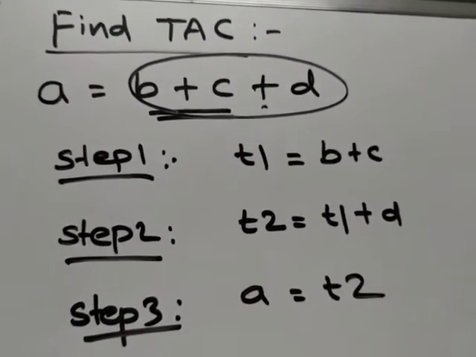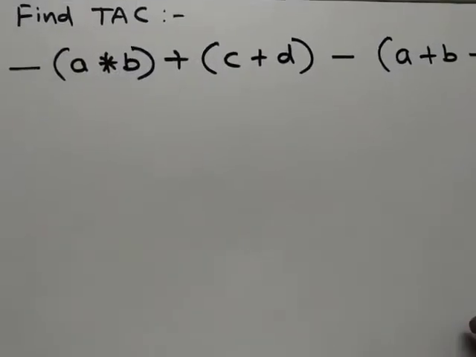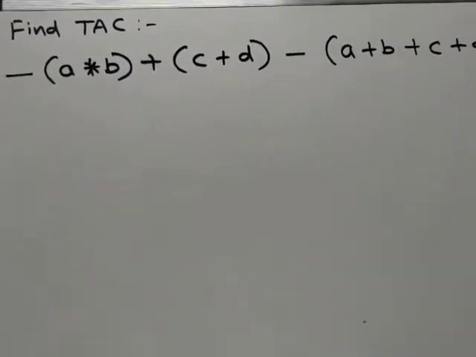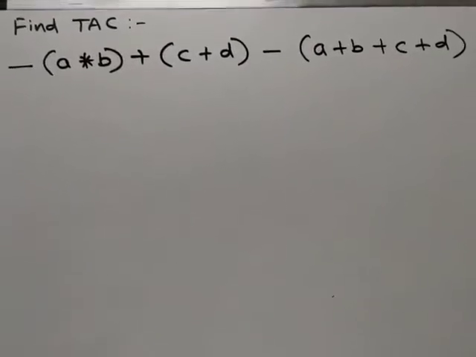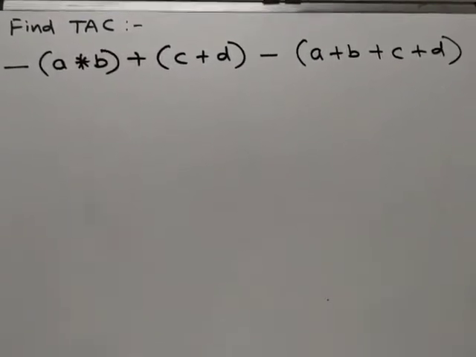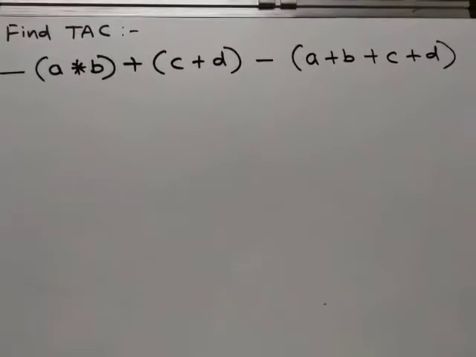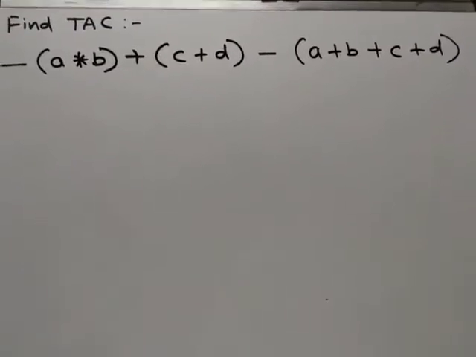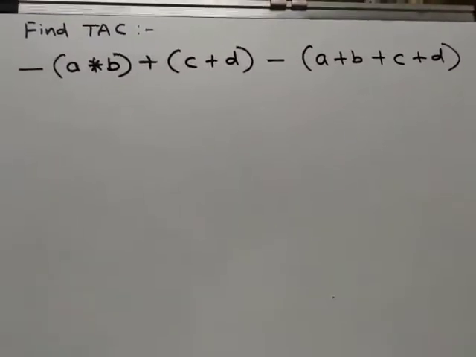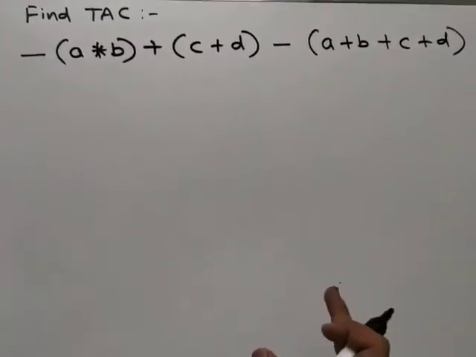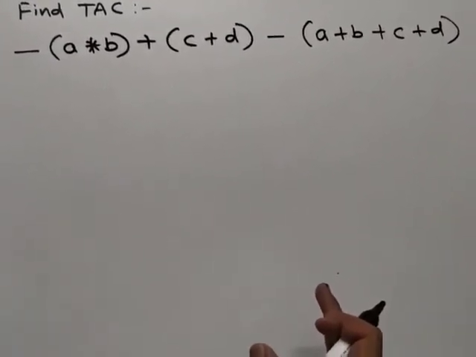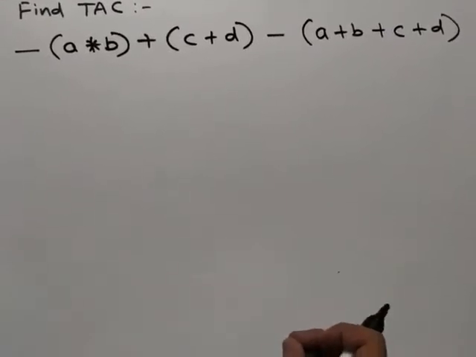Let us see the second example. Now consider this example where you are asked to obtain the TAC. The expression is: -(a * b) + (c + d) - (a + b + c + d). Now this is a very lengthy expression, so we have to divide this expression into multiple parts and then obtain the three address code for each and every sub-expression or statement.